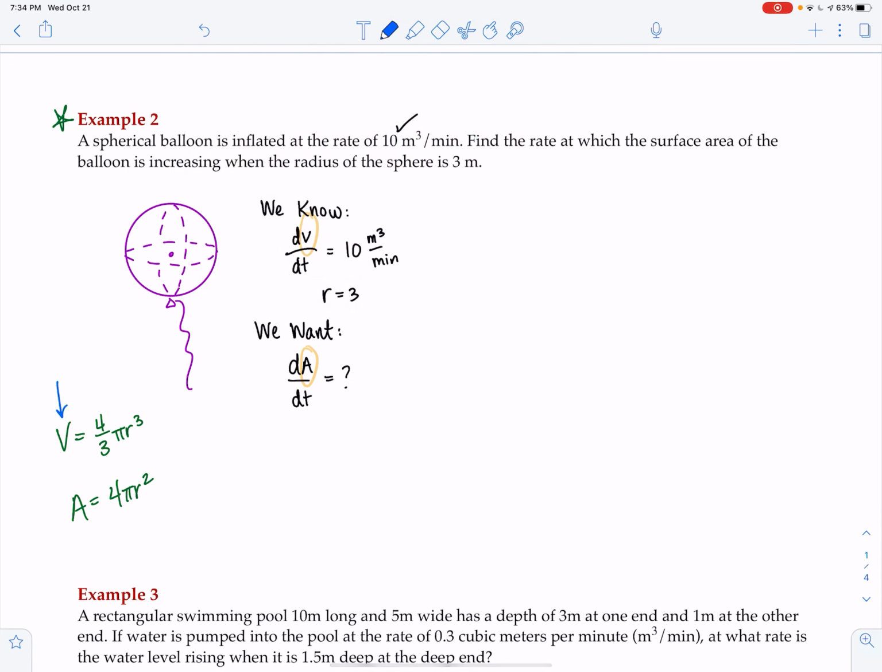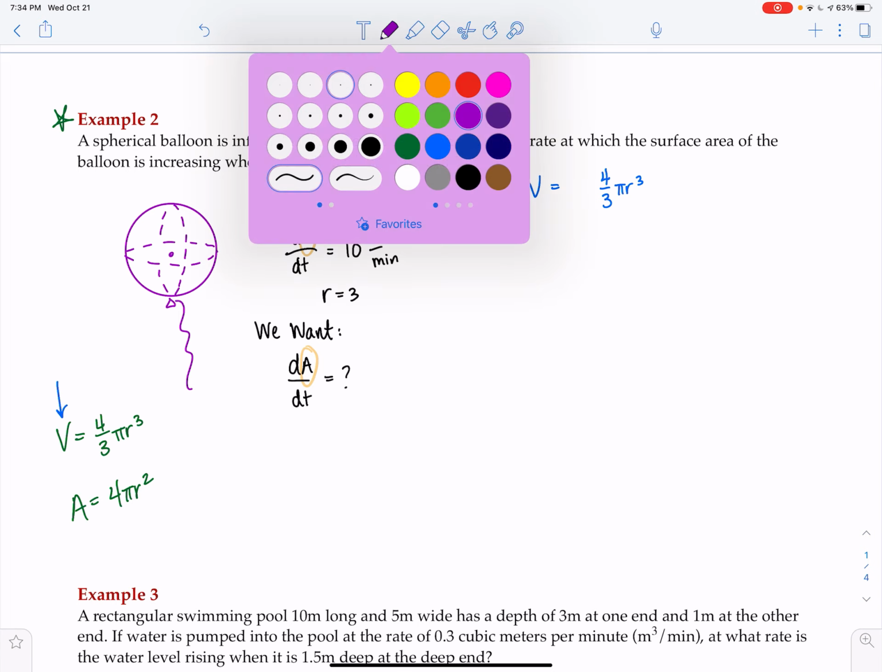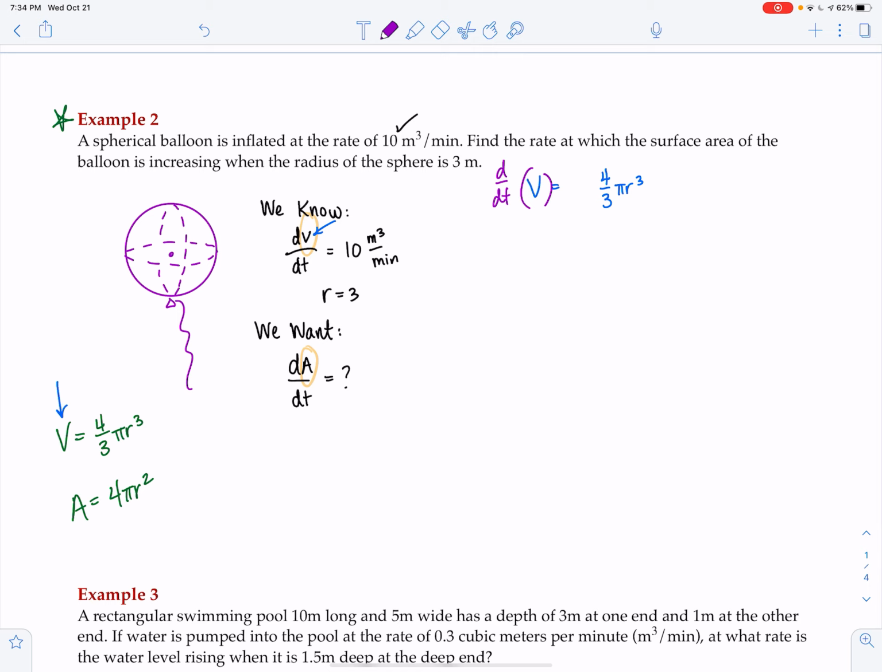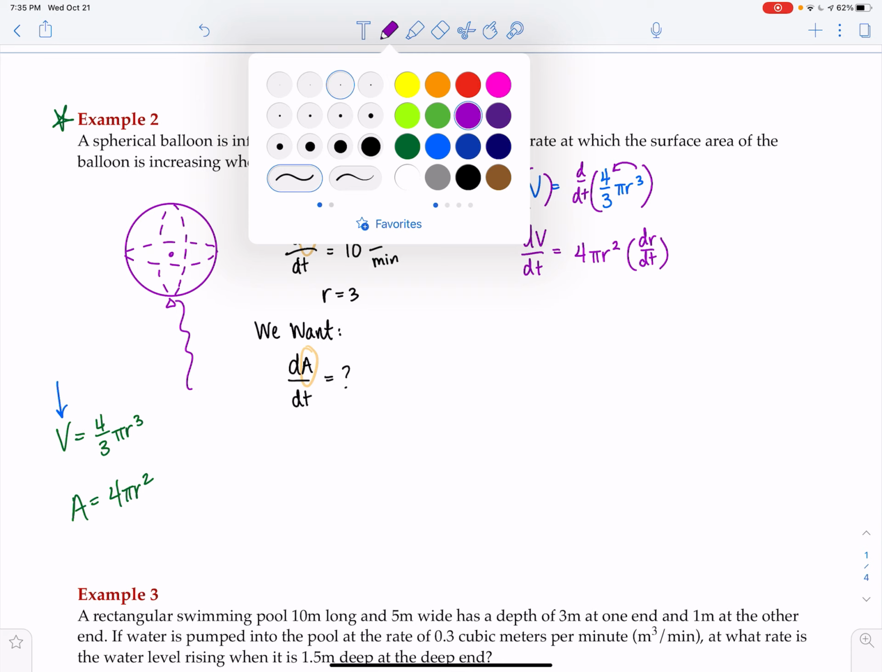And so I'm going to set up at the top of my page here, V equals, I'm going to just write the formula that I know, and then I'm going to take the derivative with respect to time, and proceed like I did in the problem before. So the derivative with respect to time of capital V is just dV/dt. Another power rule here, I end up with 4 pi r squared dr/dt. Okay, it doesn't have dA/dt in it. It doesn't have the derivative we want, but that doesn't mean we've done the wrong thing. It means we need to keep going.